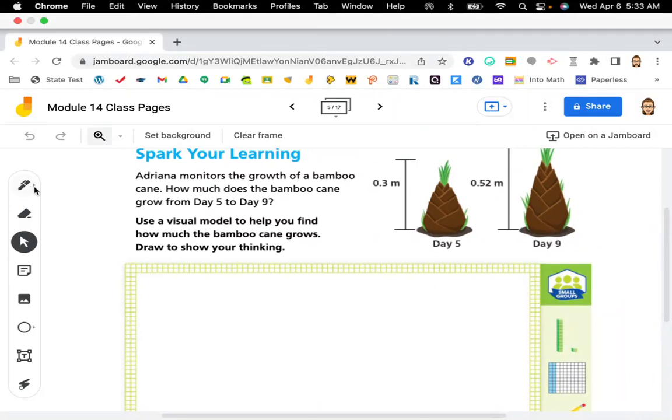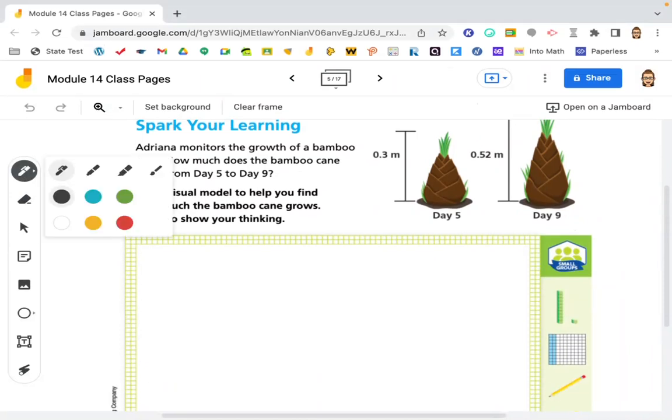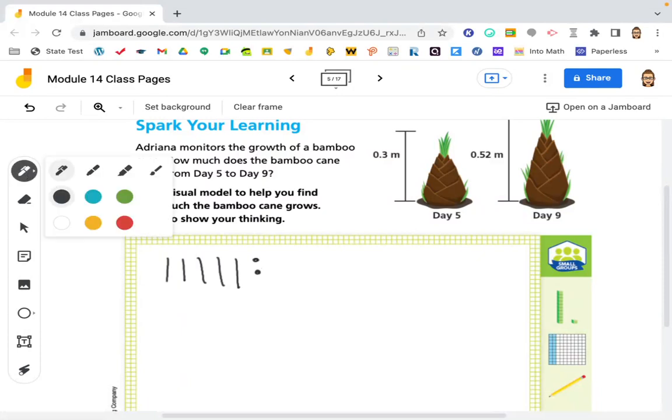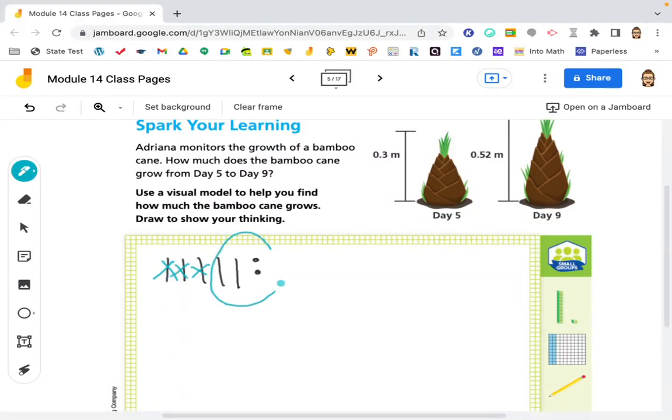So I'm going to draw a quick model here. I'm going to start with the 5.2 because that's my larger number. I'm going to show that by 1, 2, 3, 4, 5, and 1, 2. And then, because we want to find the difference, we're taking away 3 tenths. So that leaves us with 22 hundredths of a meter.